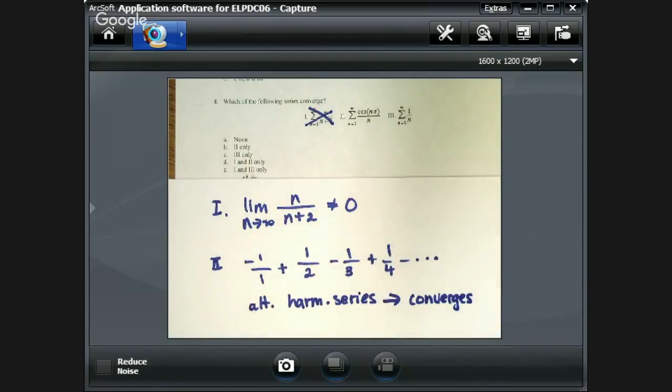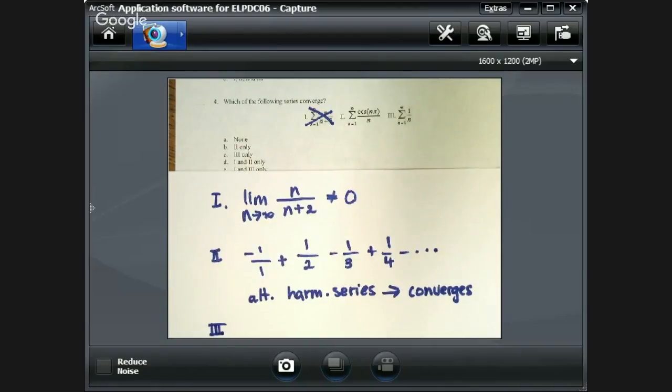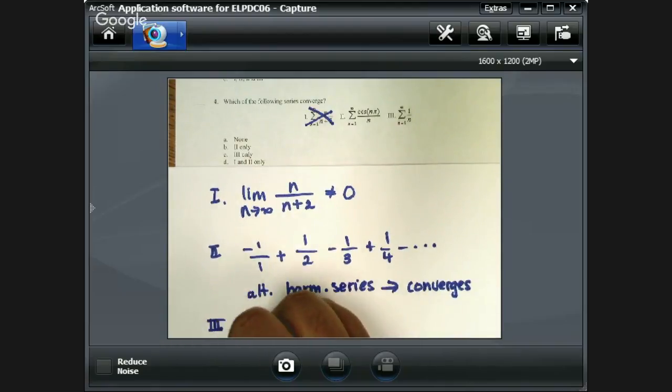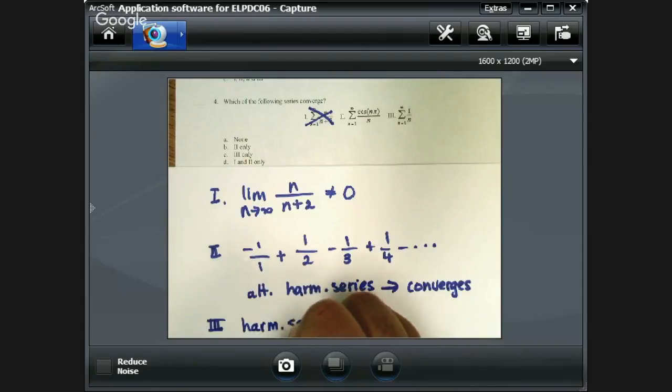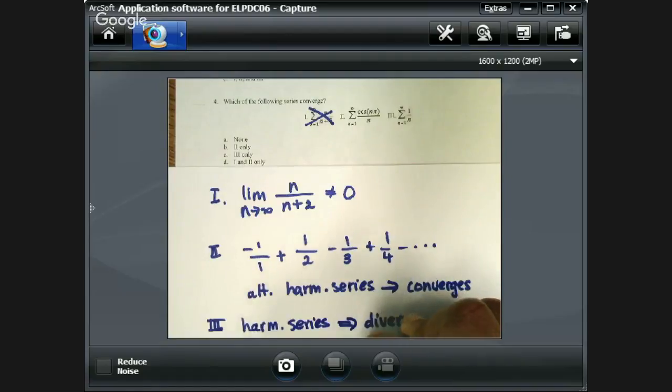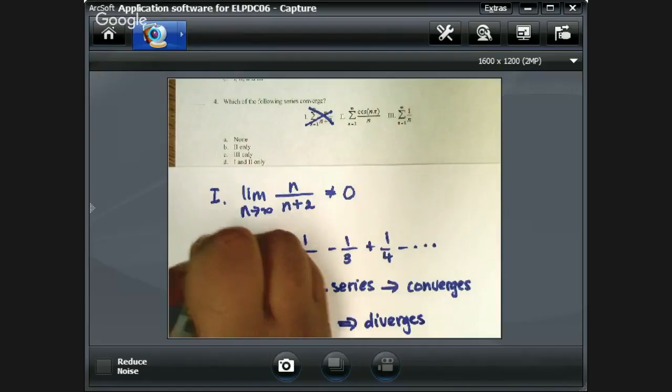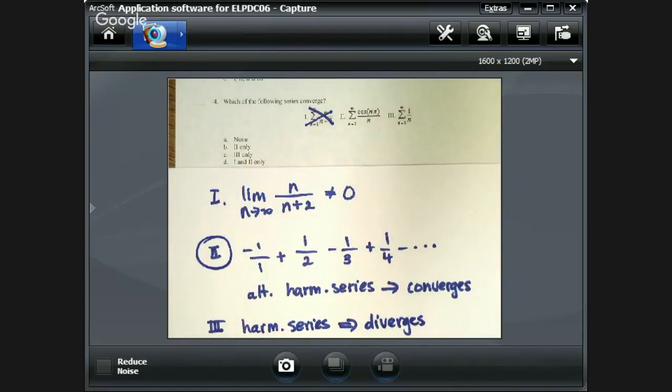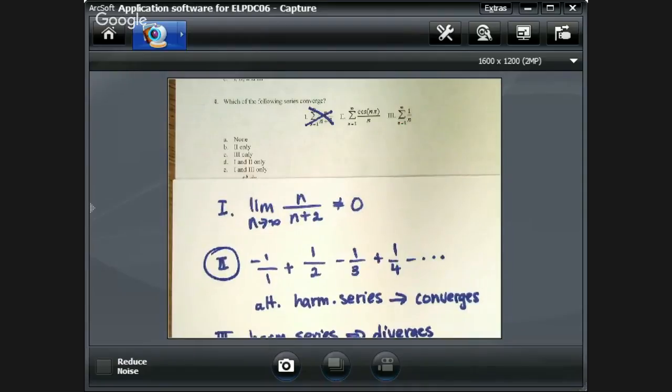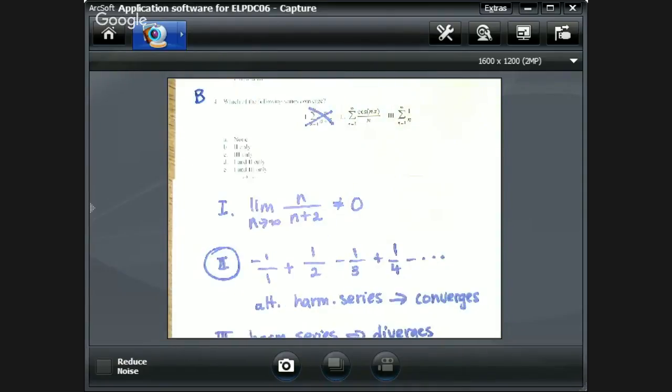The alternating harmonic series passes the alternating series test. So 2 converges. And I look at Roman numeral 3, and just by looking at the nth term without doing any work really, that's the harmonic series. And a harmonic series diverges. So there's only one convergent series, that's Roman numeral 2. So the answer to number 4 is 2 only, or B.